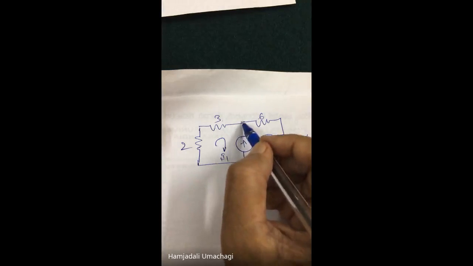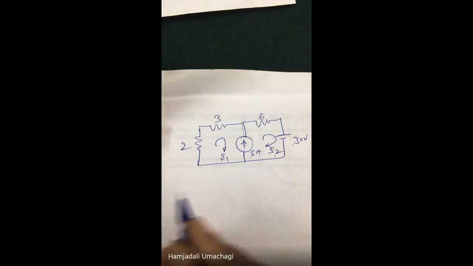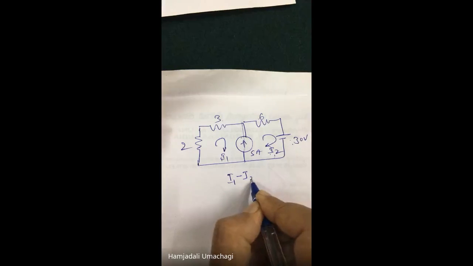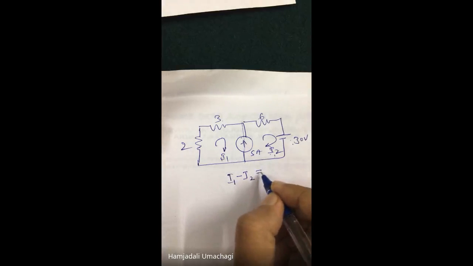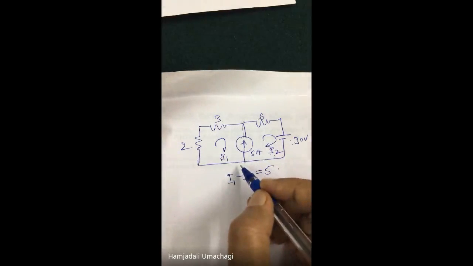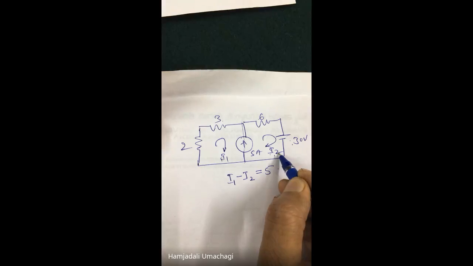Then what's the current in this branch? Okay. According to our explanation, what must it be? I1 minus I2. What must that be equal to? 5. I1 minus I2 equal to 5. Okay. See here, the current in this branch is known to me.